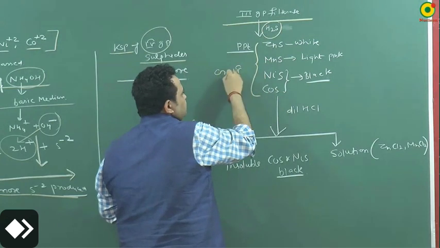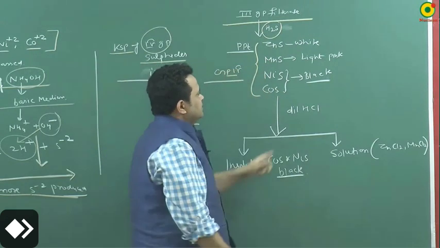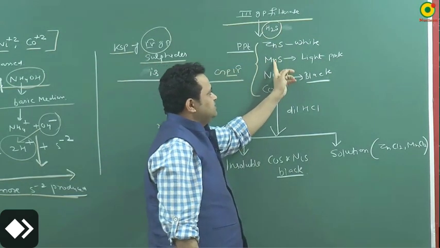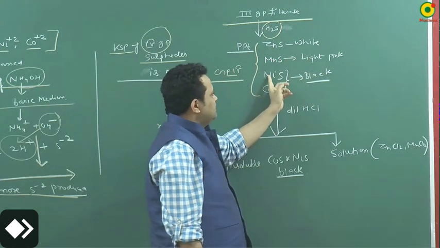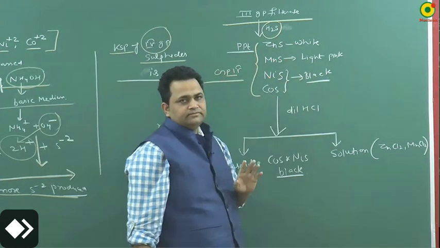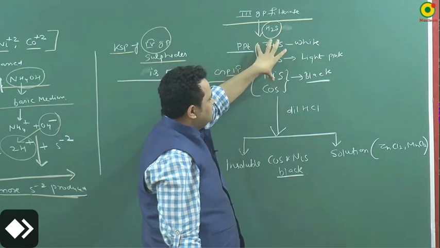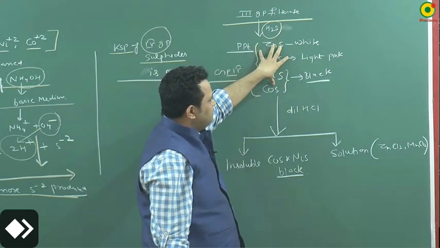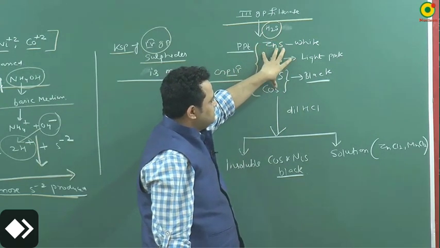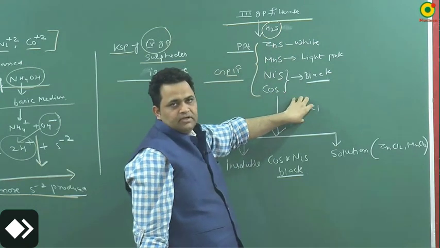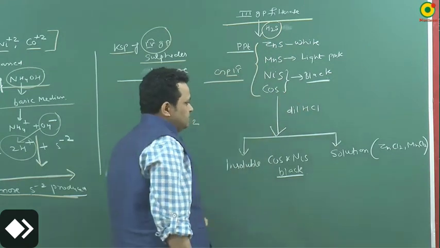So group 4 precipitates of sulfide: ZnS is white, MnS is light pink, NiS and CoS both are black. So after getting this precipitate, what will we do? We will dissolve this precipitate in dilute HCl. Now 2 cases will be obtained.